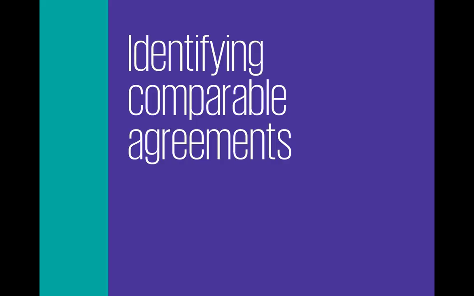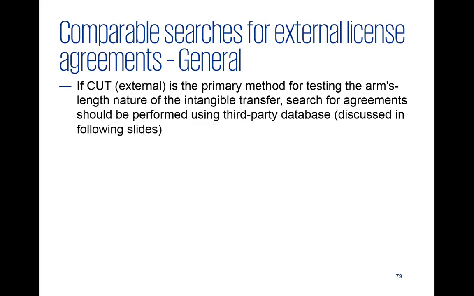Well, next we're going to talk about identifying comparable agreements that you might use for finding external comparable uncontrolled transactions, or CUTs, for transfer pricing projects on intangibles. If you're looking for a CUT, and especially external ones, and this is how most of our transfer pricing for intangibles is done, it's the primary method. Essentially you're going to end up looking in third-party databases, and we're going to talk about where those databases are and some of the things that you can do to find them.